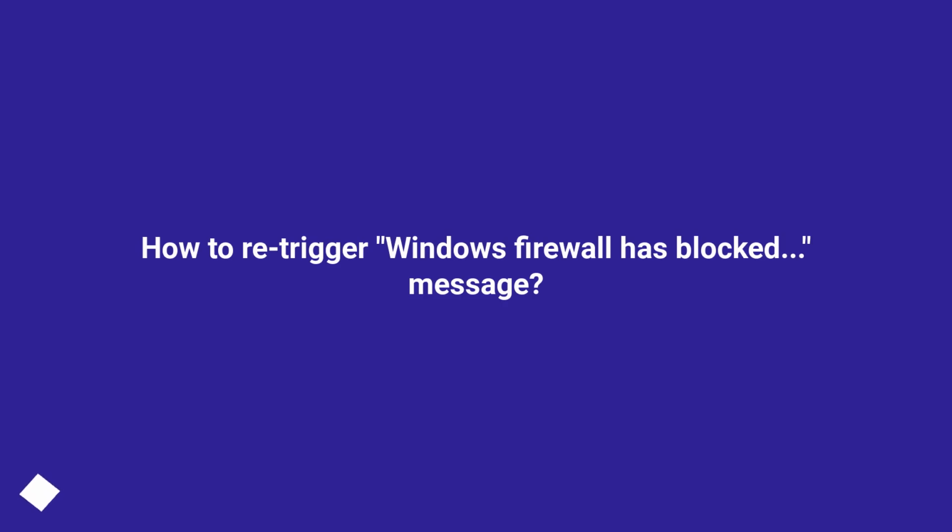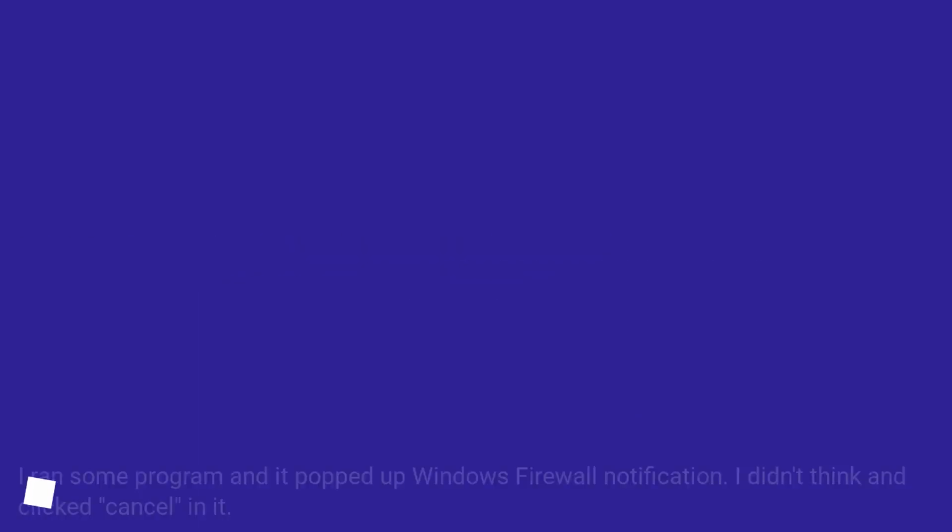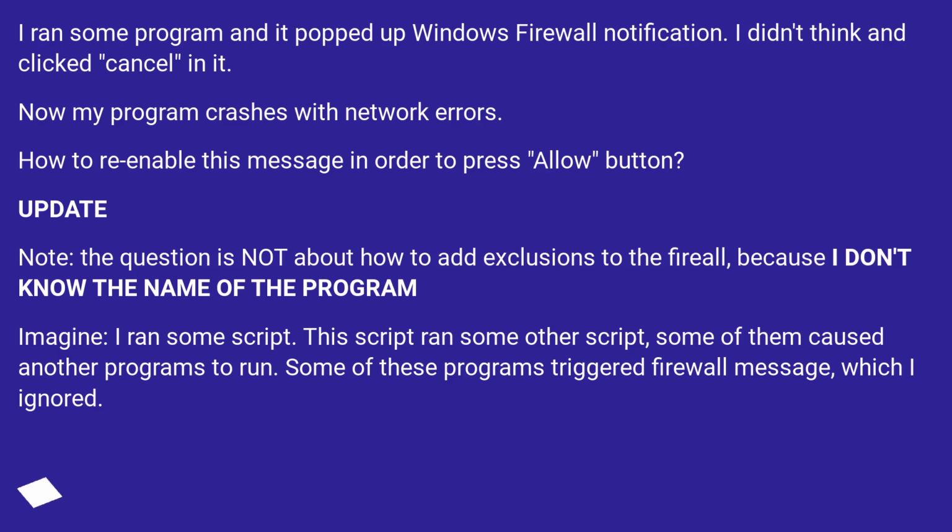How to re-trigger Windows Firewall has blocked message. I ran some program and it popped up Windows Firewall notification. I didn't think and clicked cancel in it. Now my program crashes with network errors. How to re-enable this message in order to press allow button?